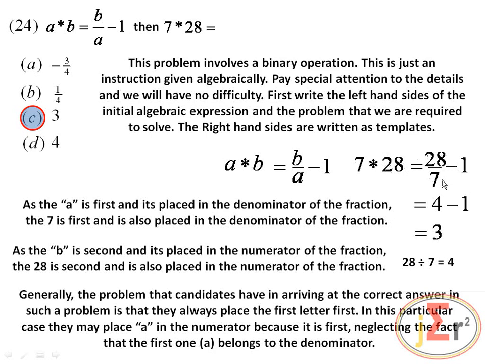As a matter of fact, 28 into 7 is what will give us a quarter right here. Then we will take away 1 and that will give us a negative 3/4. The examiners are fully aware that candidates will make this common mistake of just putting the first one first, when in fact, according to the rule given by the binary operation, the first one should be placed in the denominator.